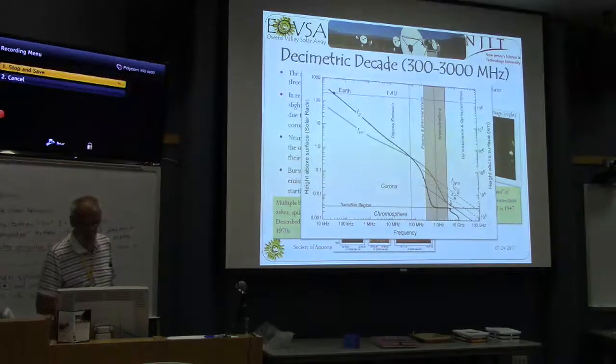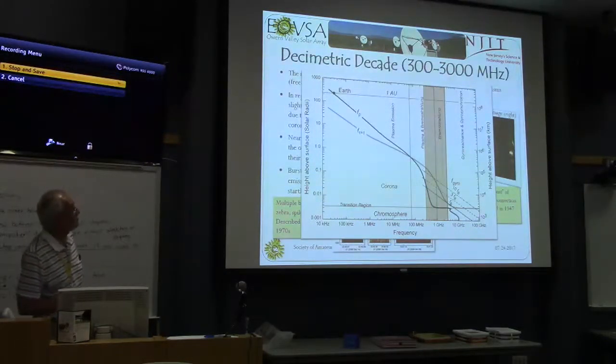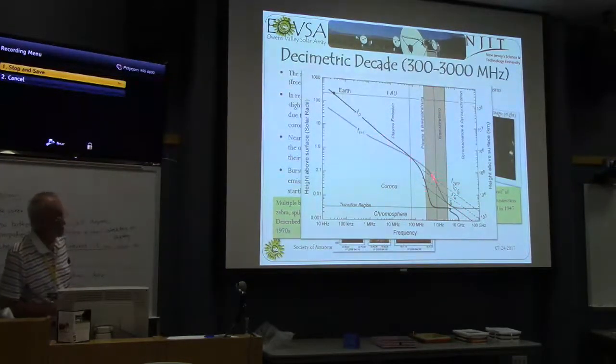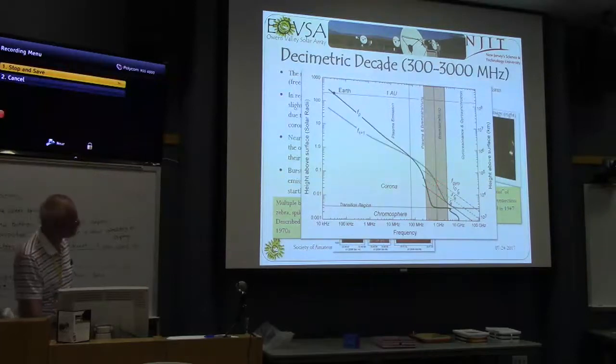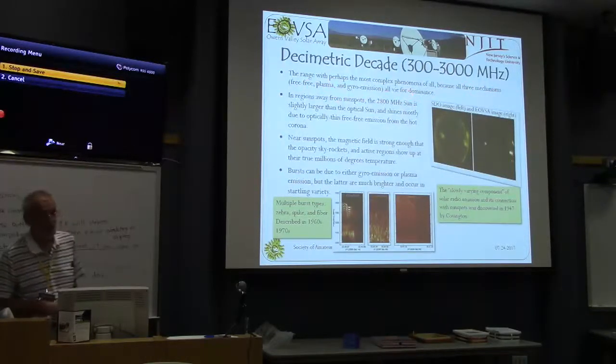Okay, now let's move to the next frequency range up, the decimetric range. So now we're talking about 300 to 3,000 megahertz. And here you see there's a lot going on. You've got the plasma level is quite varied under the optical depth level, but you've got some gyro emission coming in here as well. So in this range, it's perhaps the most complicated phenomenon of all because all 3 mechanisms are volume predominance in various ways.